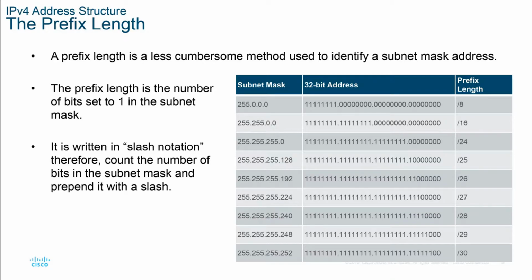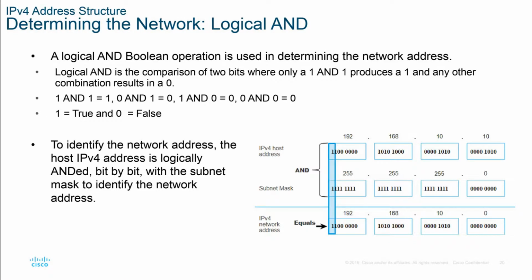224, 240, 248, 252. There's one left that they left off the screen. 254, 7 1s, with the last bit set to 0. Because we know all 1s is 255. You guys with me? So that'll make it easier for you guys to calculate that subnet mask value if somebody hands you this.